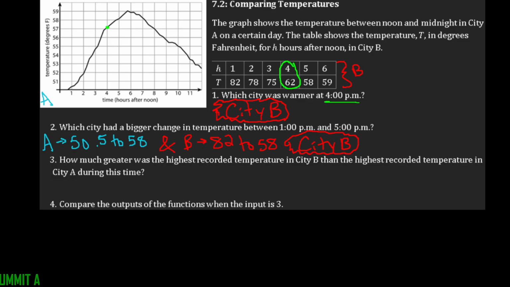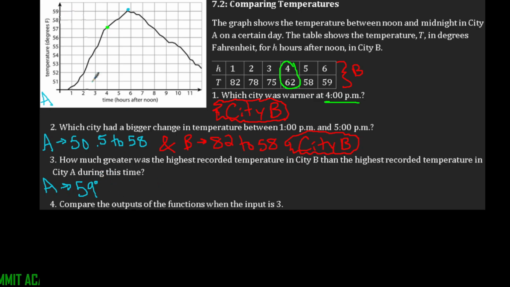So we have to find it for city A. Let's find it on our graph. Let's say, do in blue again, the highest temperature. That's going to be easy to find because we just look at the graph and say, well, the highest point is about right there. About right there, which is about 59 degrees.